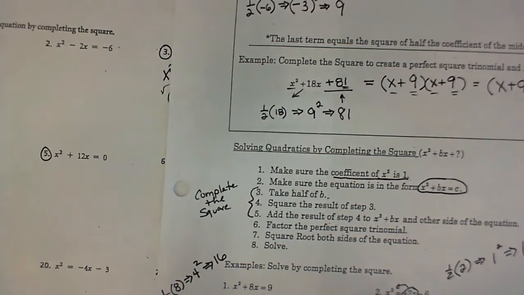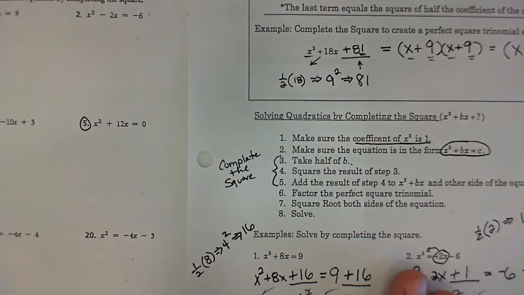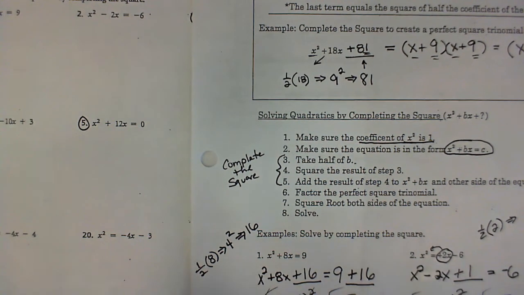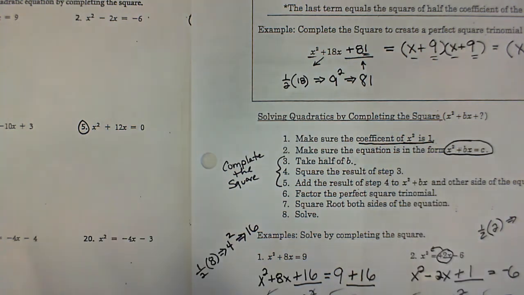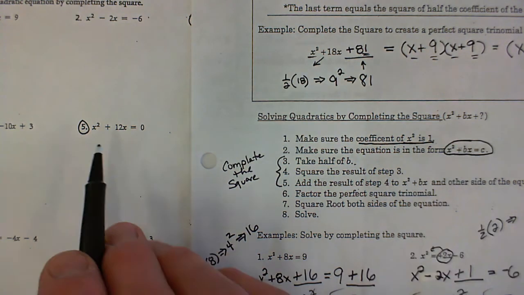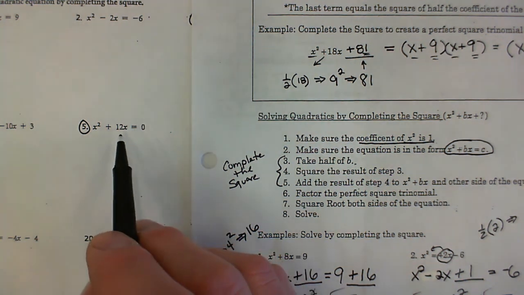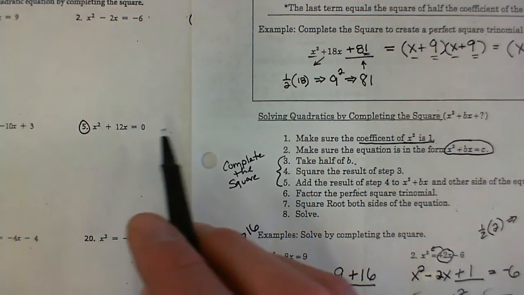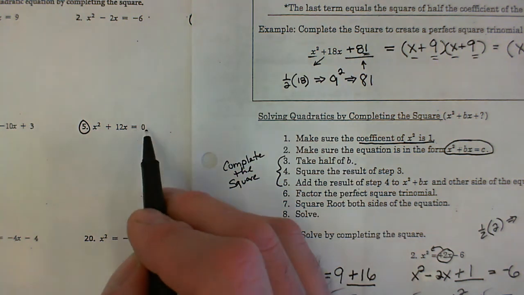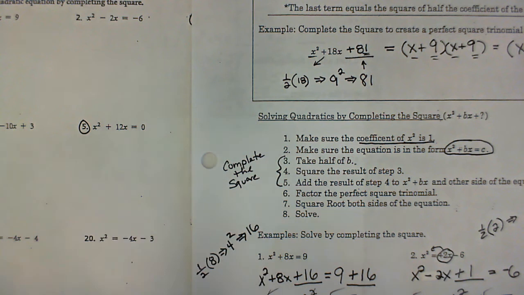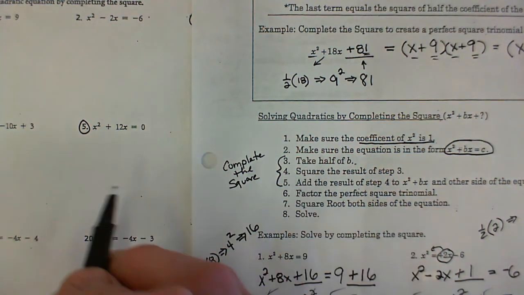So we look and work through number 5. Let's see here, let's make some room. Okay, number 5, we want to make sure that our x squared is 1, and it is. We want to make sure the x squared and the x term are on one side and the whole number's on the other. Well, there is no whole number on this one, so we don't have to worry about moving it. So this one seems a little different. We have no whole number, we just have the 0, but that's okay, and we can just leave the 0 there.